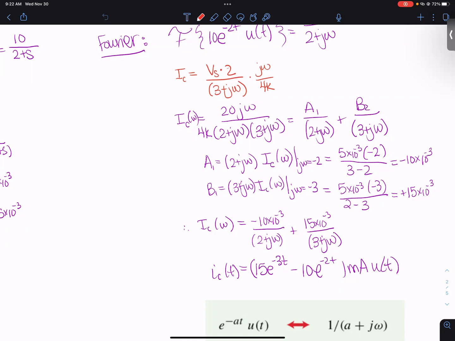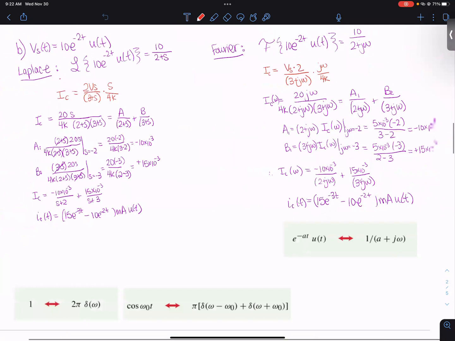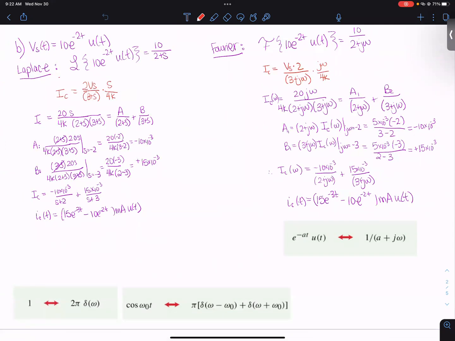Do you have your result? Yeah, IC of T equals 15 e to the negative 3t minus 10 e to the negative 2t. Oh, milliamps. Actually I got the same thing, I just didn't put it in milliamps for Laplace. So I guess that's a good point. I can double check my work. They should be the same. Those should be exactly the same.